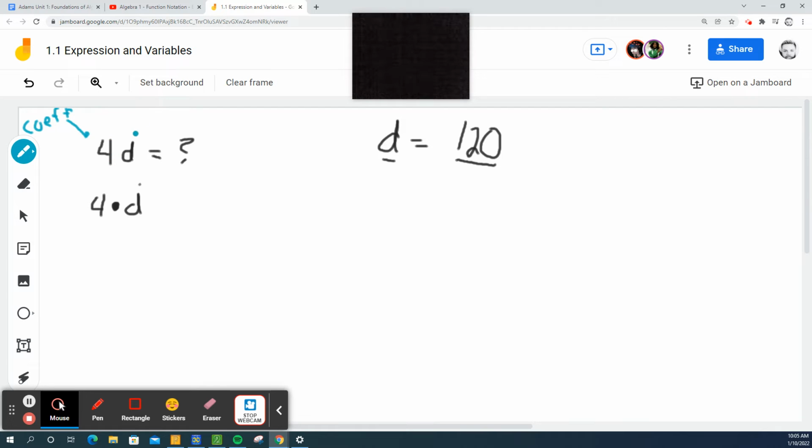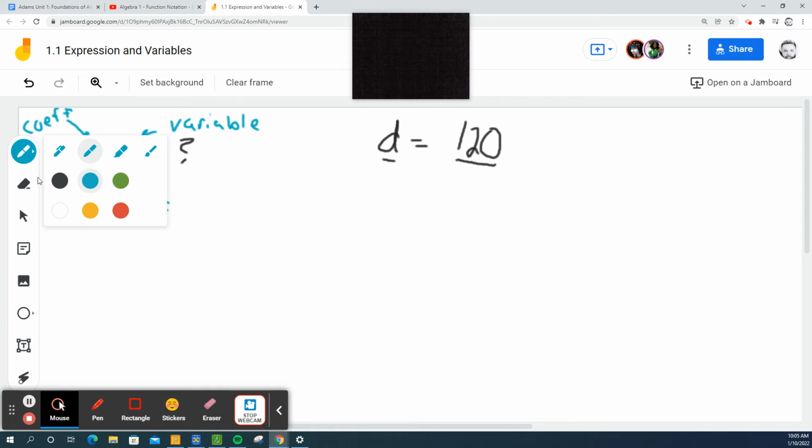So we'll just say COEFF for short. What do we call the letter in algebra? Does anybody remember that term? Yes, that's correct. It's a variable. So whenever we have the coefficient right next to a variable, coefficient literally means multiply, right? So we're going to multiply this 4 times whatever the value of D is, okay?